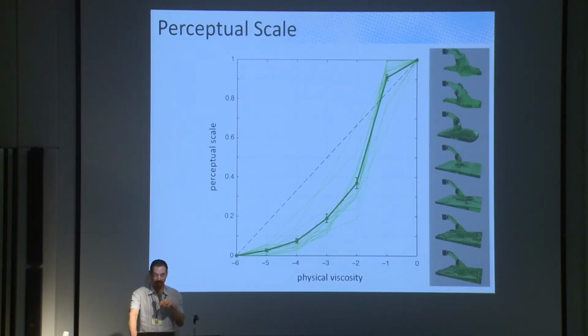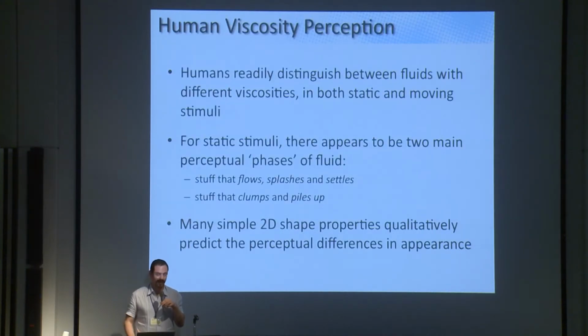And so that actually turns out to predict the subject's data extremely well. Here's the subject's data, and here's this low parameter model, a 0 parameter model, using these simple cues, and we find there's a very strong correlation between the model and the perception.